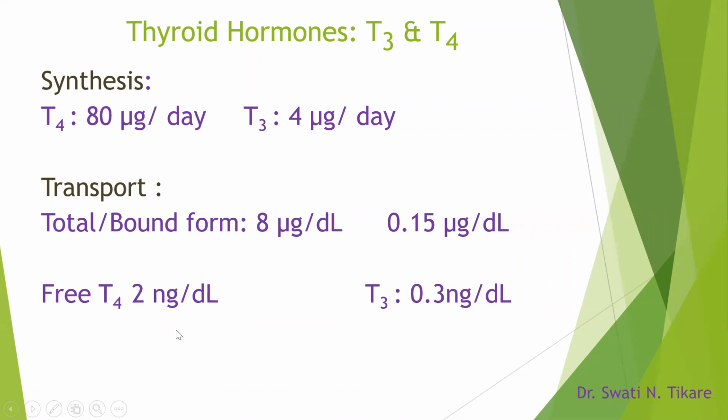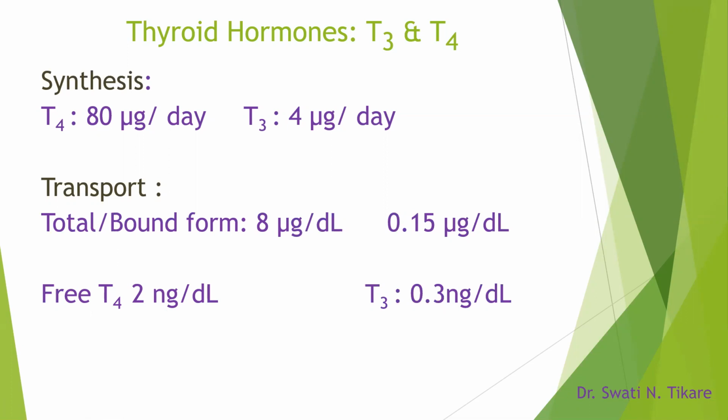Look at the units. This was microgram, this is nanogram. If I had put this also in microgram, this would come 0.002 nanogram. Okay, so to make it simple, I have put it in nanogram. So free T4 is 2 nanogram per deciliter. That means a very, very minute point. That's what I was telling you.